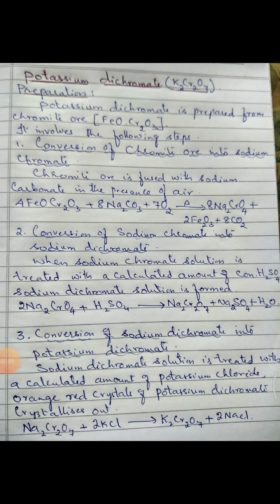Okay, you are studying about the compounds of transition metals. Oxides of transition metals you studied. Now we will study about potassium dichromate. Formula K2Cr2O7. Preparation of potassium dichromate. Potassium dichromate is prepared from chromite ore.